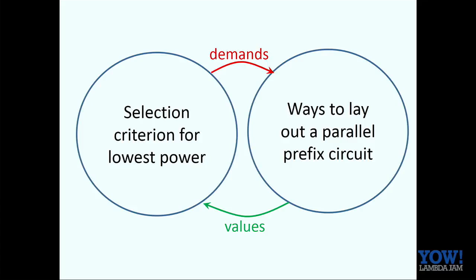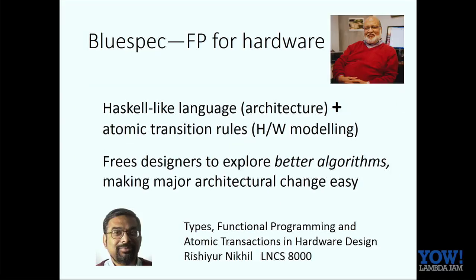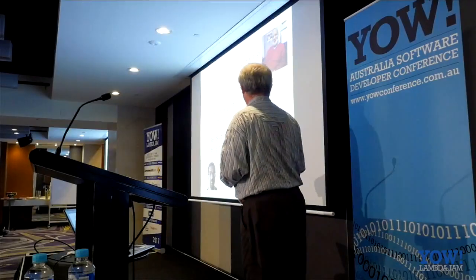I want to show you one more thing because it's really cool. BlueSpec, have you heard of that? It's functional programming for hardware. It's the product of Arvind at MIT and one of his students. And what it gives you is a Haskell-like language for the architecture of your circuit, together with some very clever atomic transition rules for doing the actual hardware modeling, from which the compiler can extract lots and lots of parallelism. So it's a very high-level language for expressing hardware.